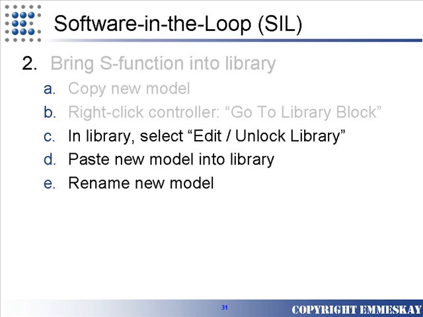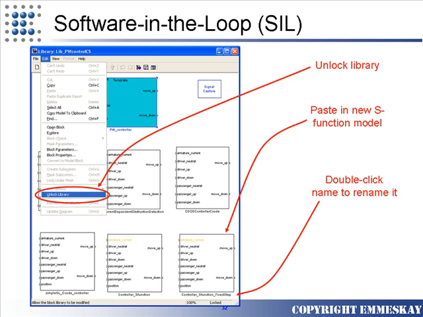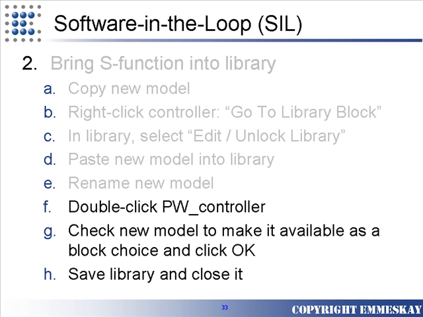Now we're going to modify the library to allow it to use that new model. First, go to the Edit menu and select Unlock Library. You can now edit the library. You can paste in the model that we created with the Generate S function, and then double-click it to rename it if you'd like.